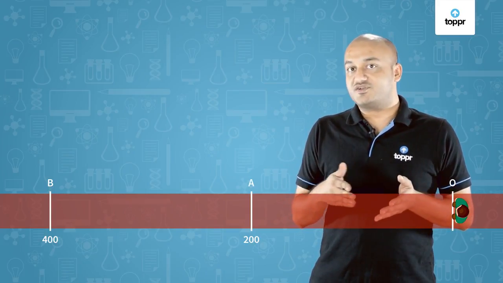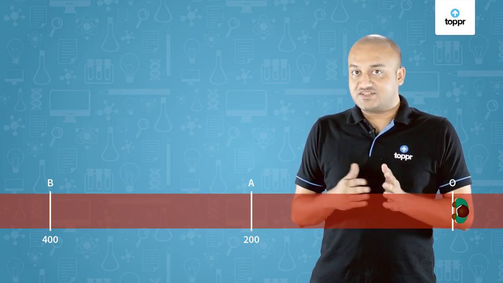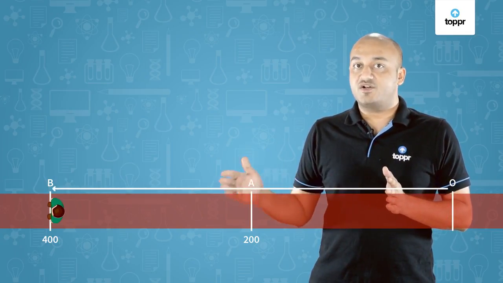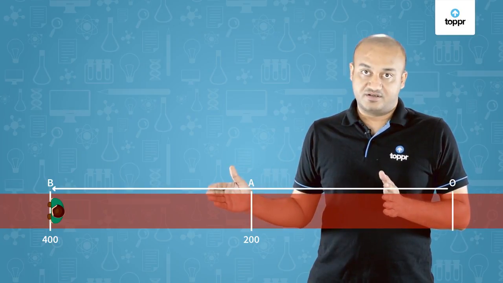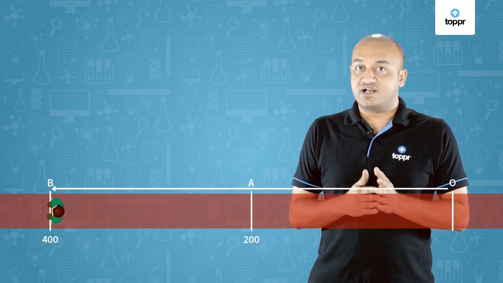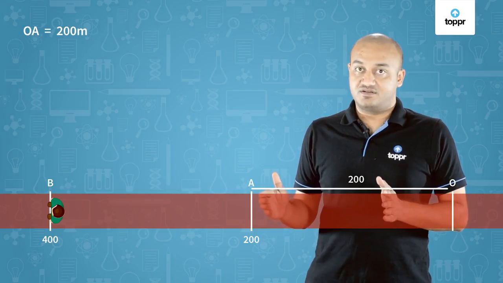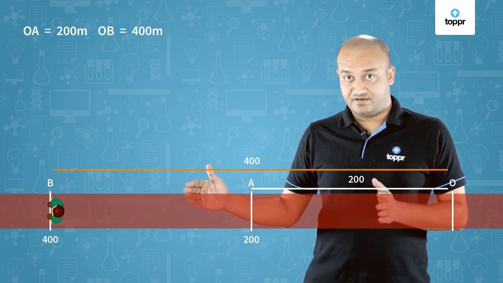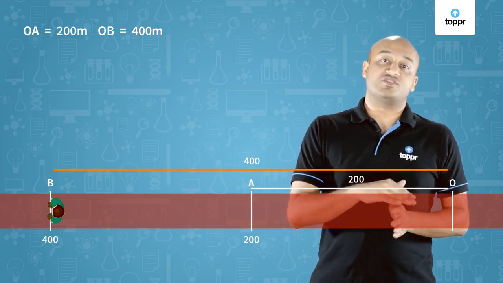Now this runner is going to run straight, unlike your friend, on this track, and it will cross point A and reach point B on its onward journey. In the process, it will cover a path length of 200 meters till point A and 400 meters till point B. Now let's look at the return journey.